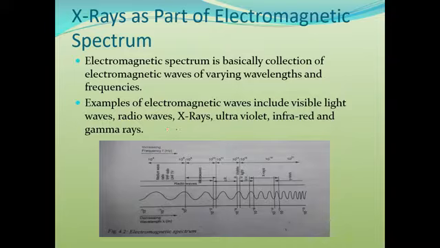Basically, you can come up with an acronym, RAMIVU XG. That A should be small, but if you remember it, it will be good. RAMIVU, and then X and G. So Ra is radio waves, M is microwaves, I is infrared, V is visible light, U is ultraviolet rays, X is X-rays, G is gamma rays.